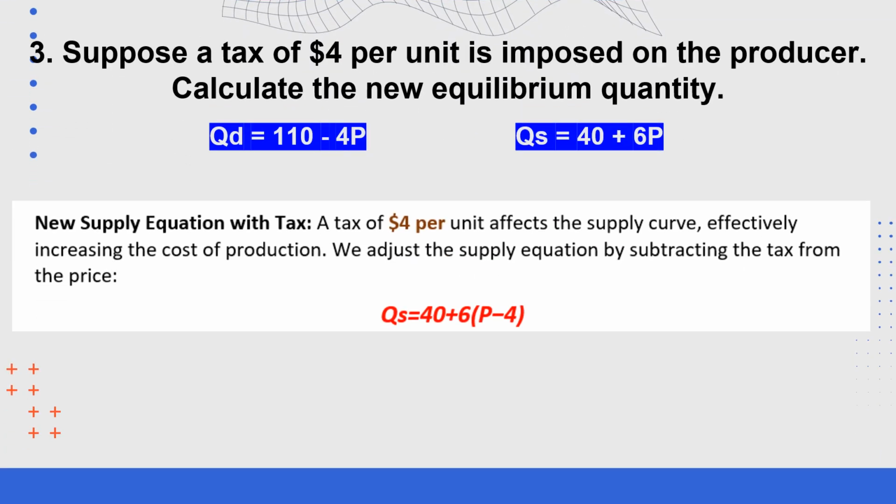And also the subtask number 3, in which you have to determine the new equilibrium quantity, given the state intervention within which the government imposed a tax of $4 per unit of production on the producer. So remember that the producer is on the side of QS, or the supply side, so please pay attention to this.